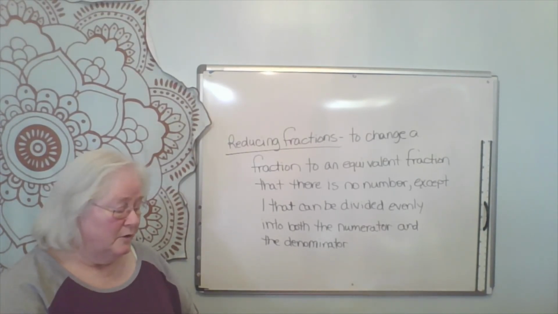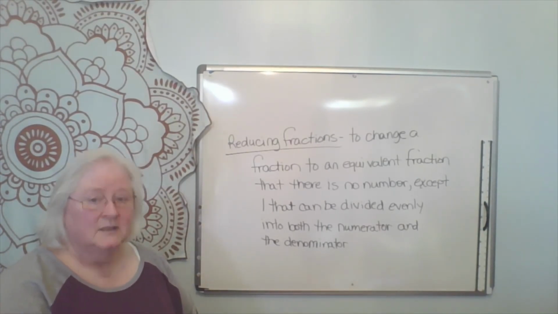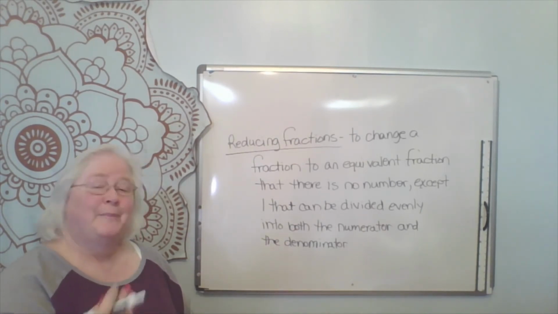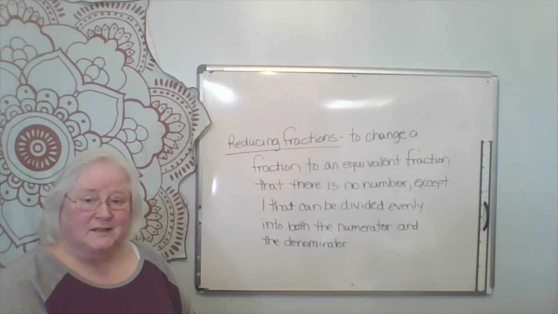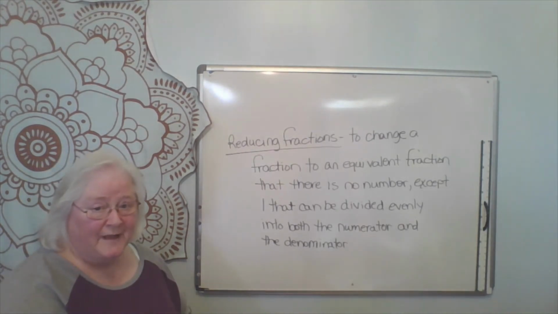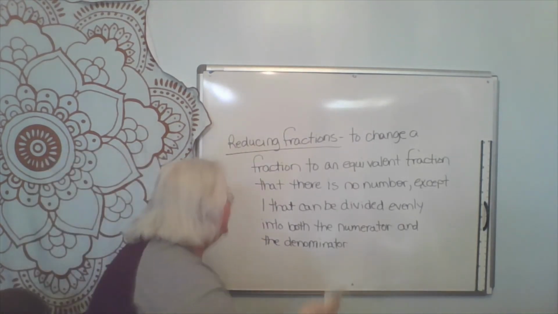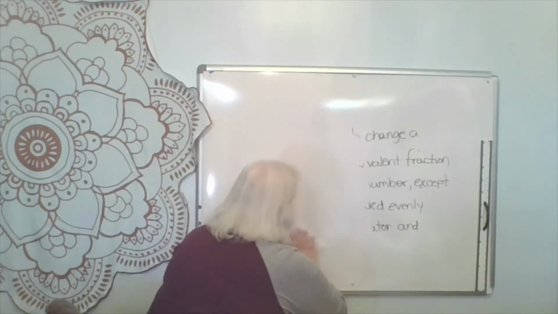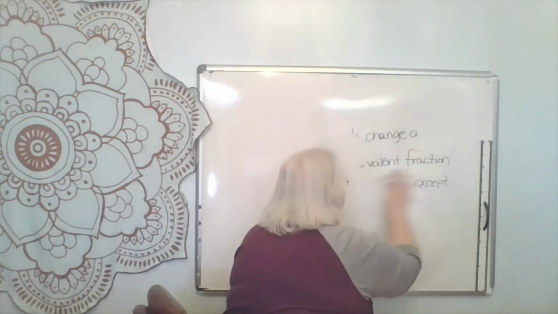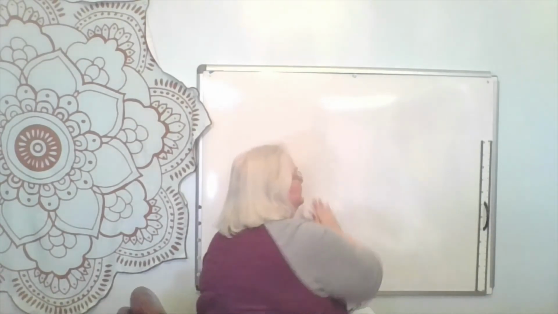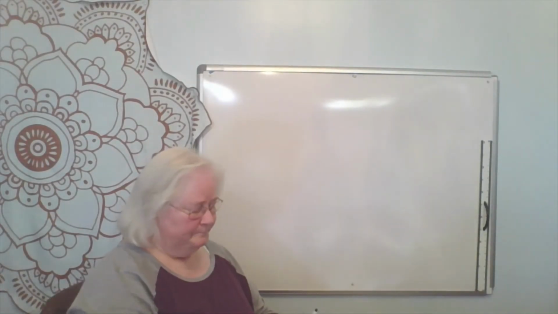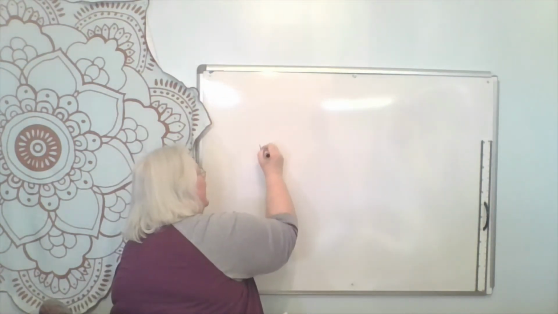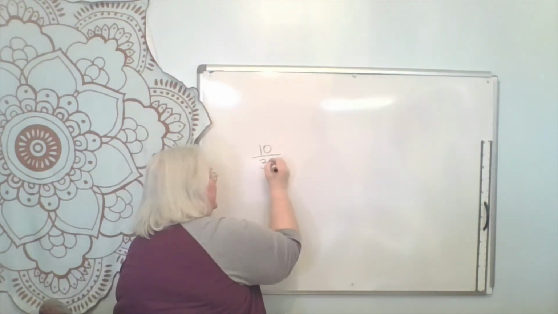Okay, so we do this by dividing the numerator and the denominator by the GCF, the greatest common factor. So that's why we had to learn that first. So let's do a few of the reducing fractions. Okay, so let's take the fraction 10 over 30.